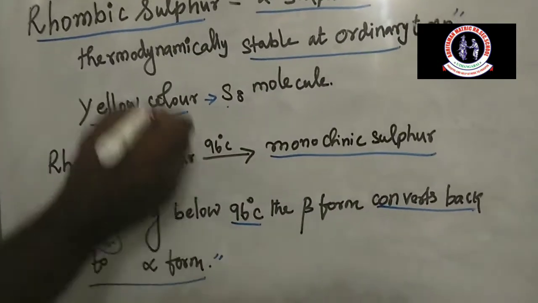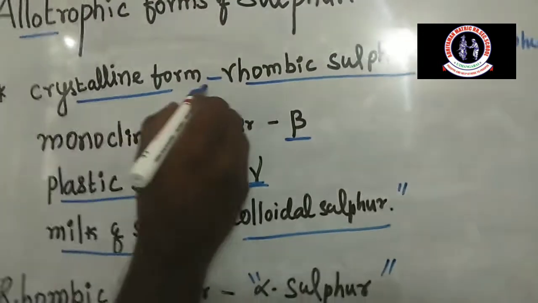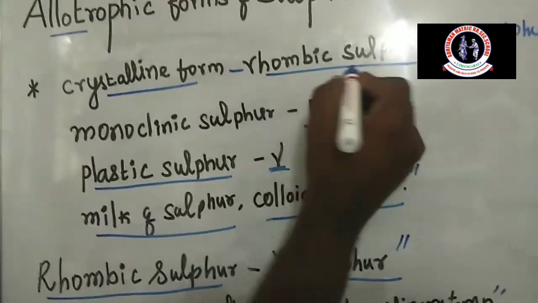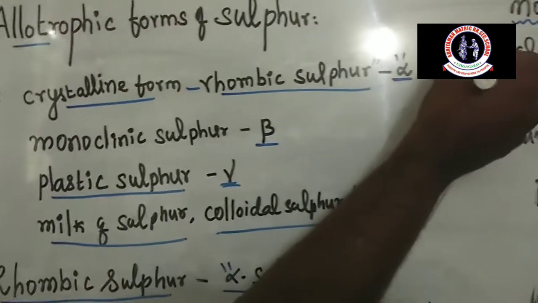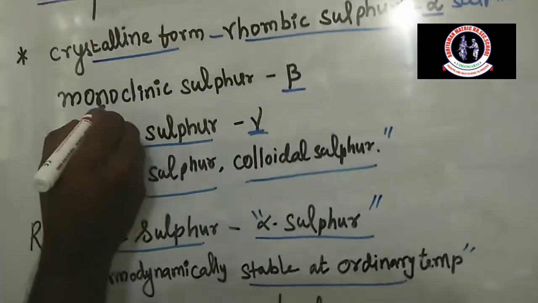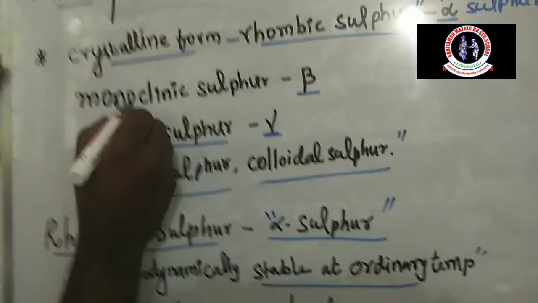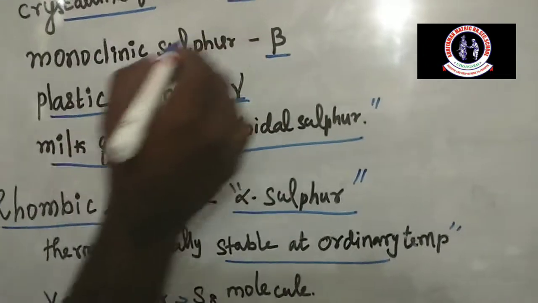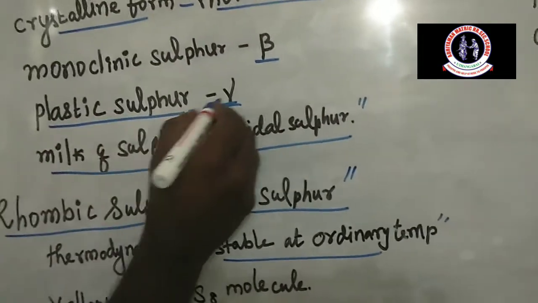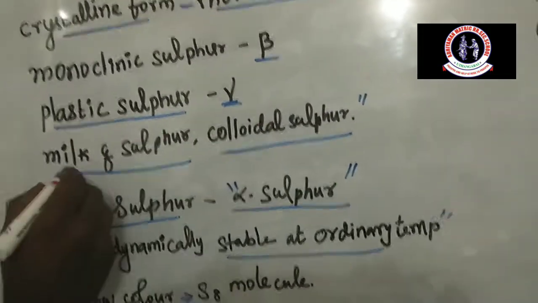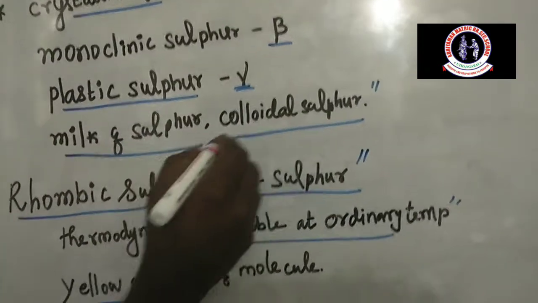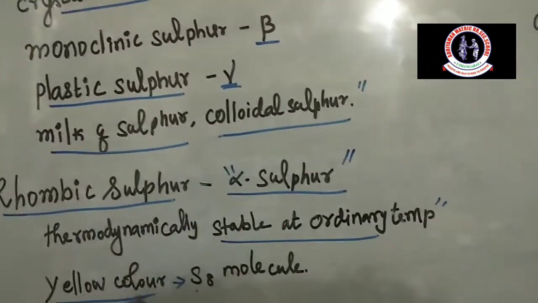Once again I am repeating. The allotropic forms of sulfur: the crystalline form, that is rhombic sulfur, also known as alpha sulfur, and monoclinic sulfur, beta sulfur, plastic sulfur also known as gamma sulfur, milk of sulfur, and colloidal sulfur.